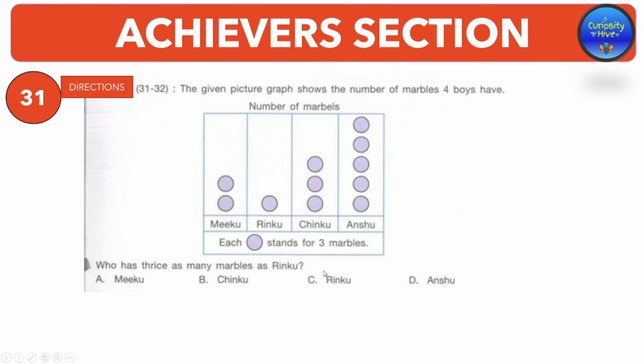This you should get quickly. Now Rinku, who's here, has 1 marble. Thrice as many means 1 times 3. Now that means we need to find that person who has 3 marbles, which is Chinku. So your right answer is option B.